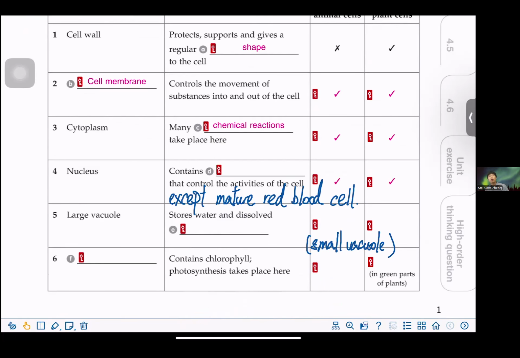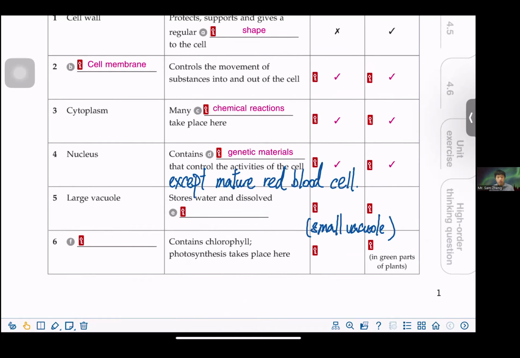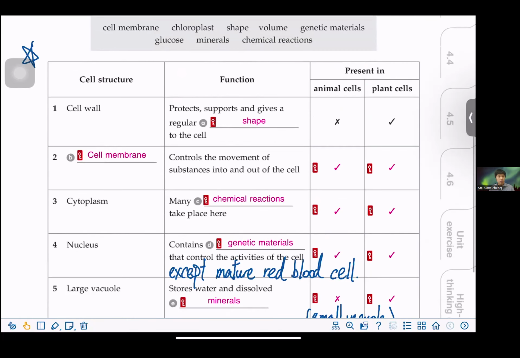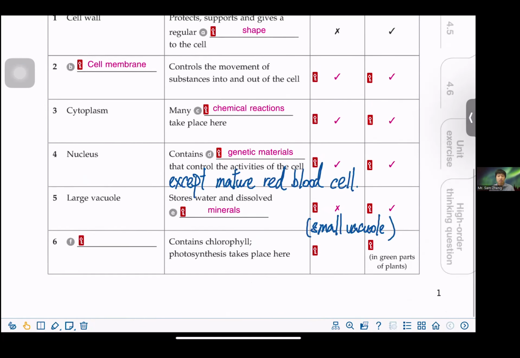Next, the large vacuole is a membrane-bounded sac, and this membrane-bounded sac stores water and dissolved minerals. Both animal cells and plant cells contain vacuoles, but animal cells do not have any large vacuoles. We only have some small vacuoles.